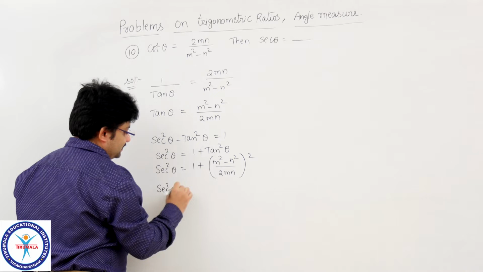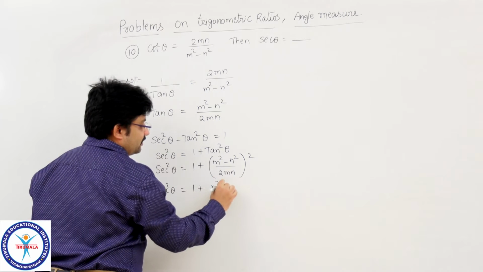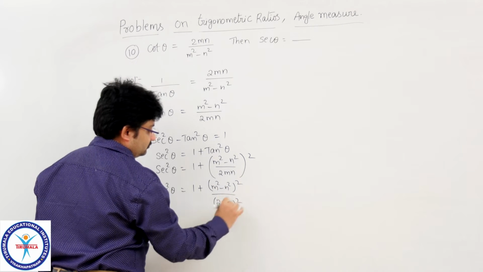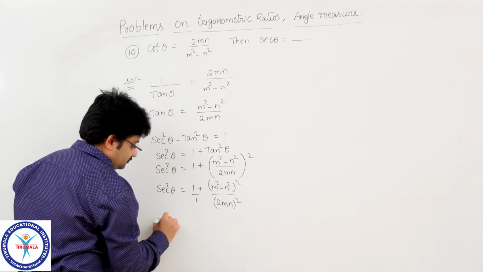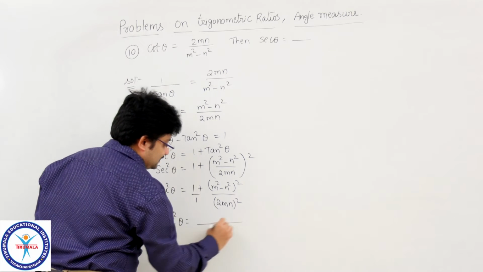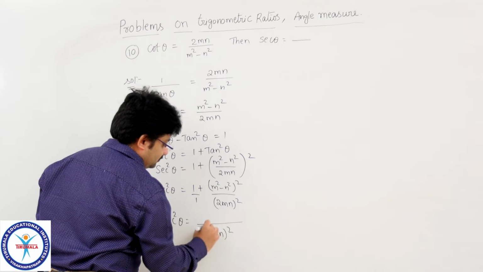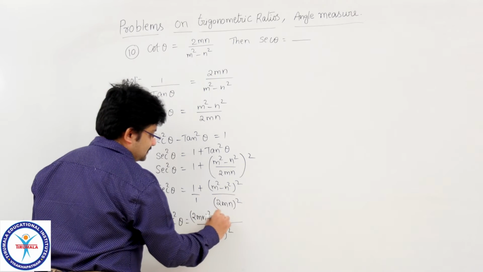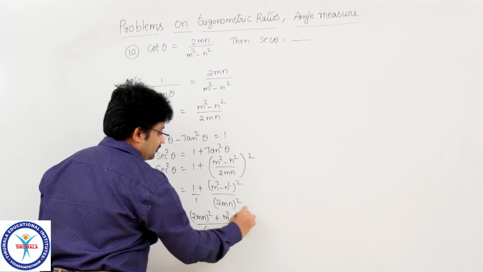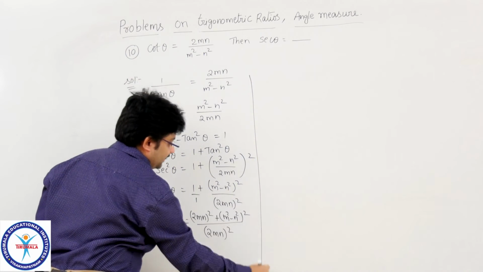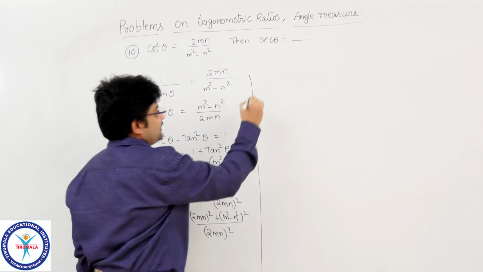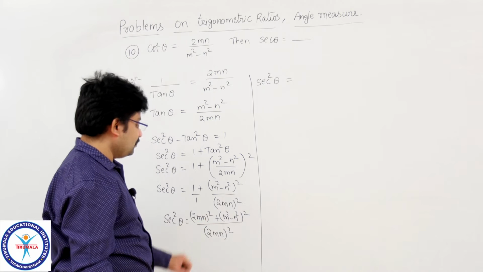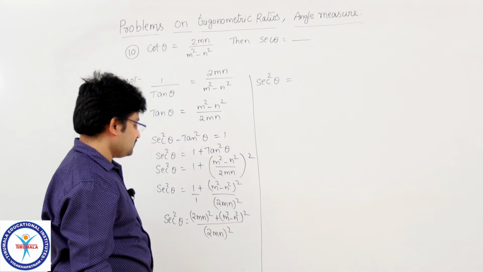Therefore, secant square theta is equal to 1 plus m square minus n square whole square by 2mn whole square. Now, take out the LCM. Secant square theta is equal to, LCM is 2mn whole square. Then it becomes 2mn whole square plus m square minus n square whole square. Taking the LCM, from this again, secant square theta is equal to, denominator 2mn whole square, that is nothing but 4m square n square.